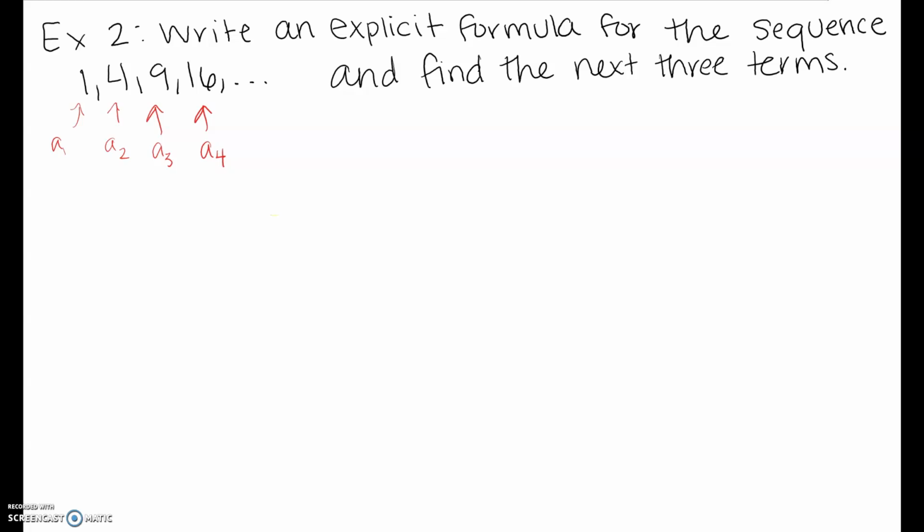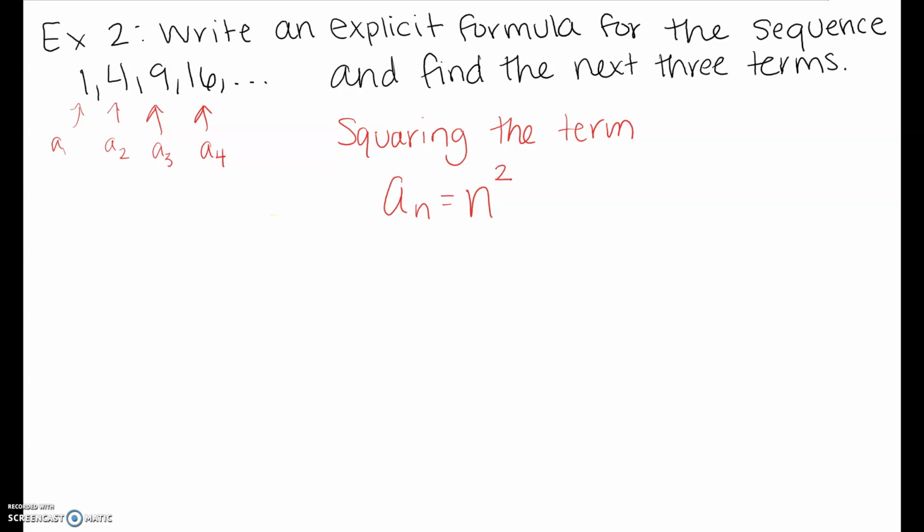So our pattern is that we are squaring the term. And so remember, explicit formula, we just write with the nth term. So again, we're still going to have a of n, but then we're just going to take the nth term and we're going to square it. So that's our explicit formula, and we don't have to state what the first term is in this one. It is just that. So then it says find the next 3 terms.